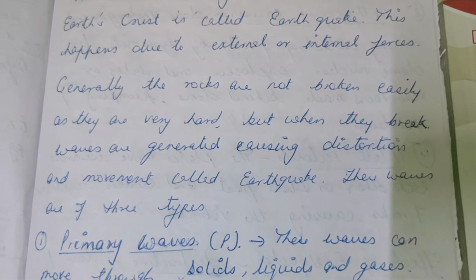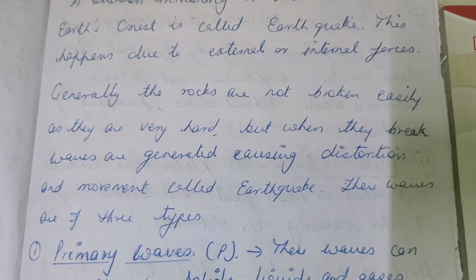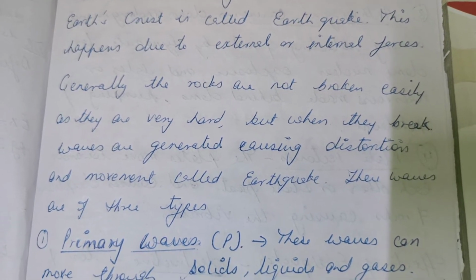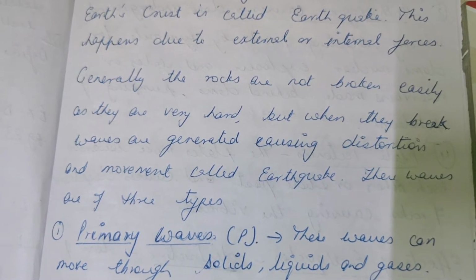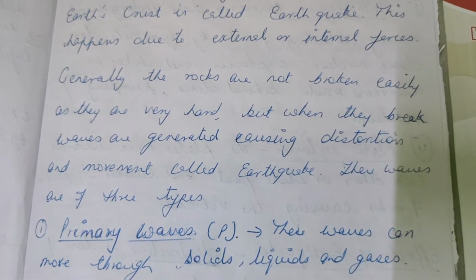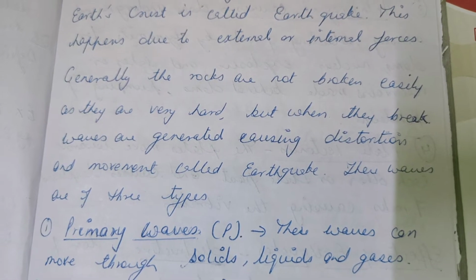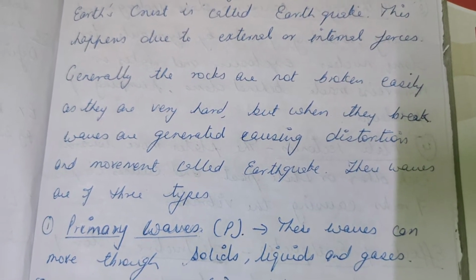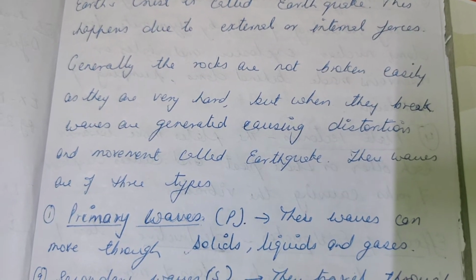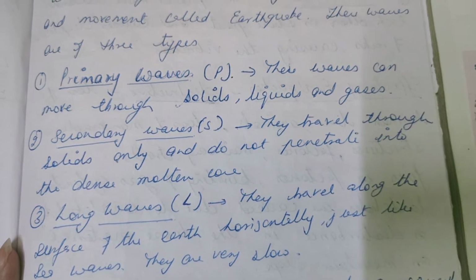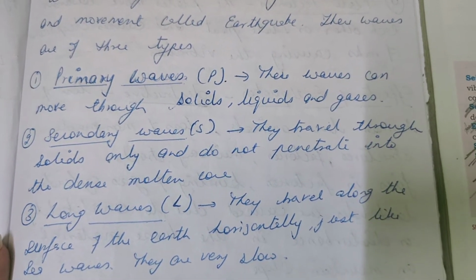Actually, the rocks are very hard and they generally do not break very easily, but when they break because of the compression which happens inside the surface of the earth, a lot of waves are generated which cause distortion and breakage inside the surface of the earth, and this movement is called an earthquake. And these waves are primarily of three types: the primary waves, the secondary waves, and the long waves.